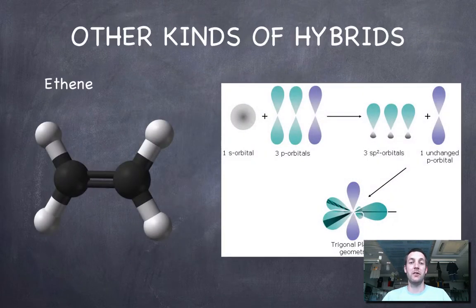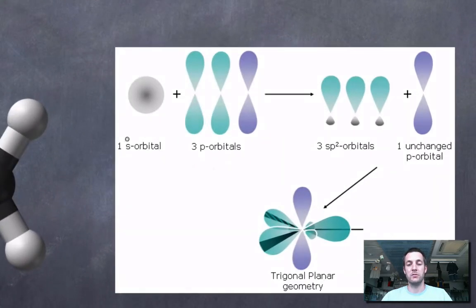Now there's other kinds of hybrids too. We've looked at sp3. Ethene has a different type of hybrid. Ethene mixes one of its s orbitals with two of its p orbitals and leaves one of the p orbitals unchanged. So 3 orbitals have been mixed.